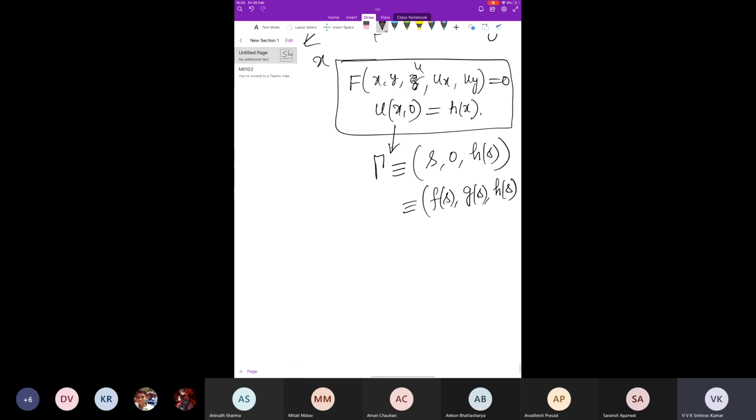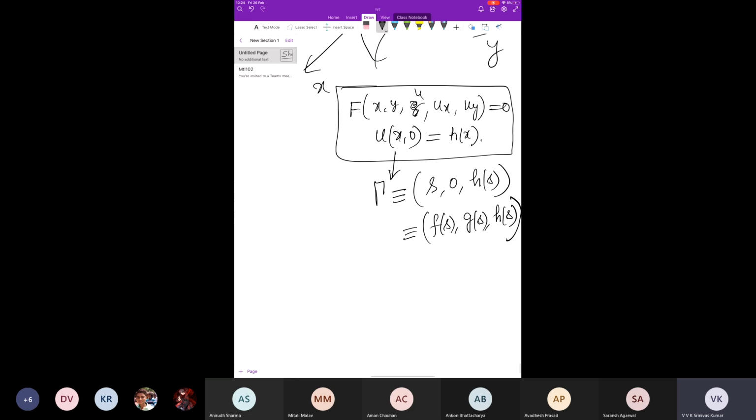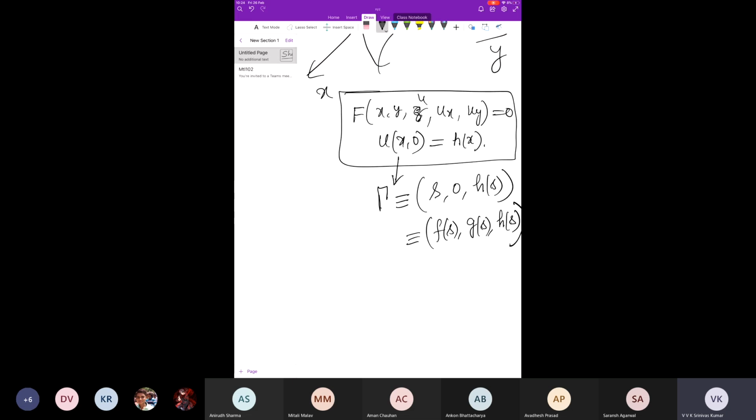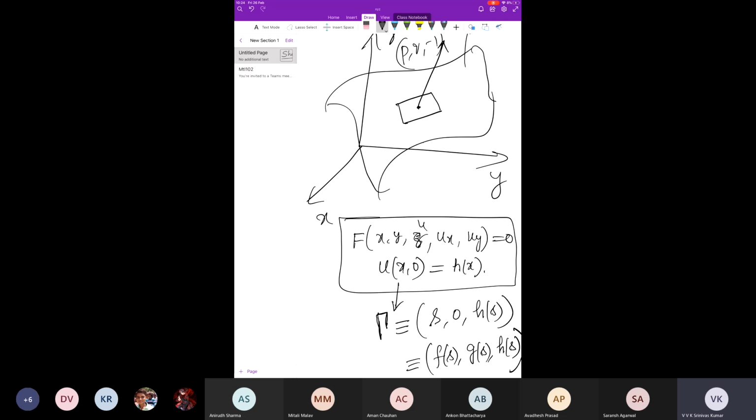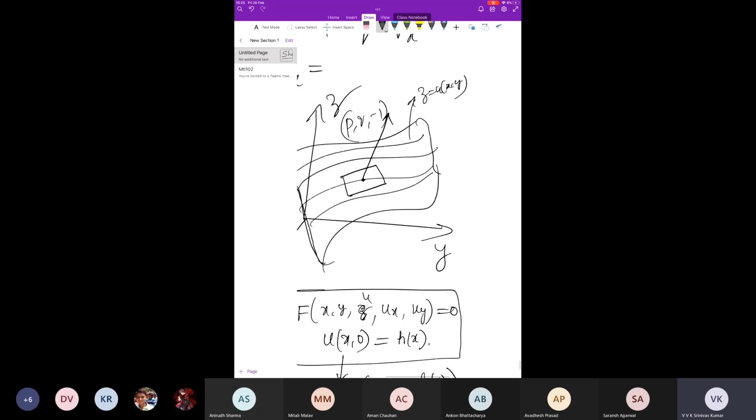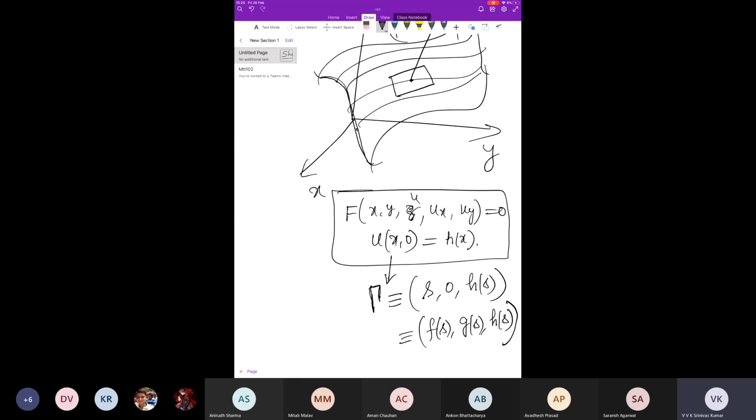The whole idea of the method of characteristics is that we are given an initial curve, and we are generating the characteristic curves at each point of this initial curve. So somewhere we have this initial curve like this, and we are drawing the characteristic curves like this. So along the initial curve, for a fixed point, we are generating these planes.